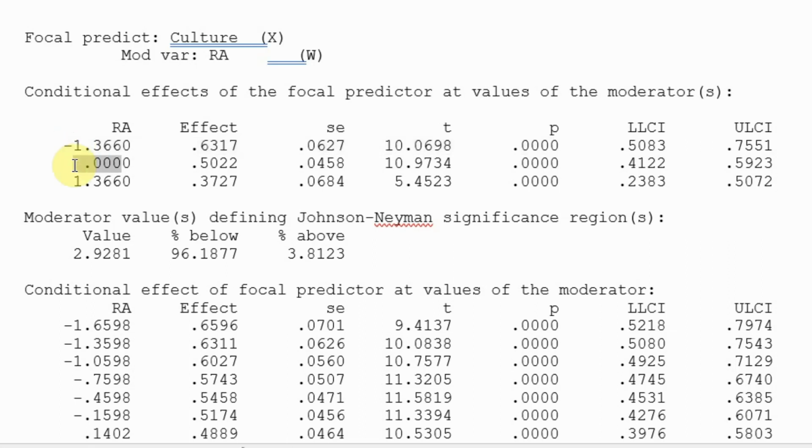At mean level of role ambiguity, the effect size is this. Now, at higher level of role ambiguity, the effect size is this. Now, look at the effect sizes. These are the effect sizes, the path coefficient from culture to OP at different levels of the moderator. And if we see here, as you increase the role ambiguity from low to mean to high, your effect size decreases. So, role ambiguity negatively affects the relationship. And at all three levels, it is significant because the p-value is less than 0.05.